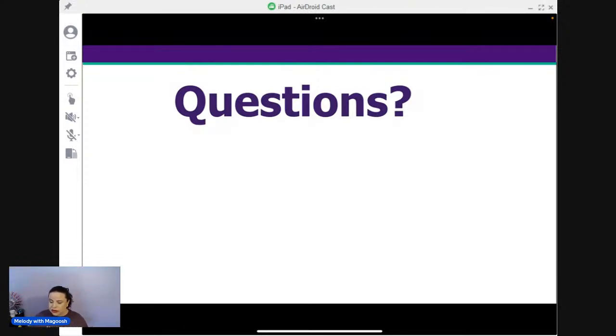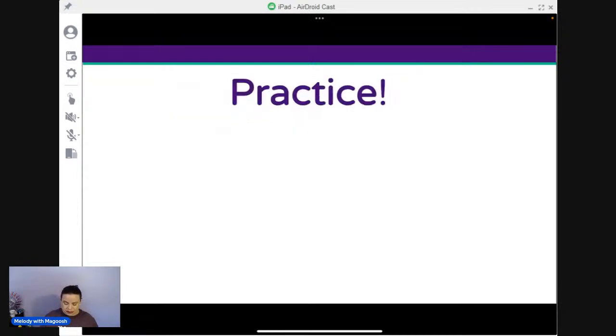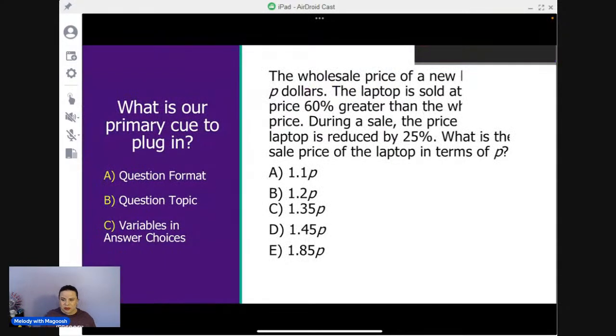Okay. For the rest of our time together, we're going to be working on practice problems. So like I said, grab your scratch paper, follow along with me. I'll give you time to actually practice these problems, and I'll guide you through learning to use the technique through practice. Here's our first practice problem. I'll give you a moment to look over it.